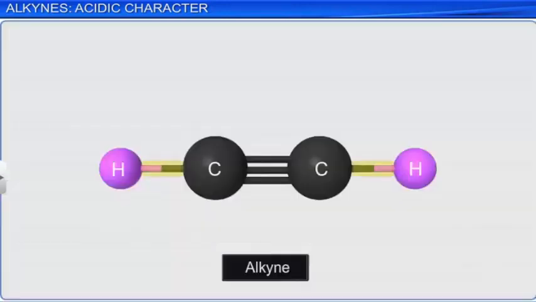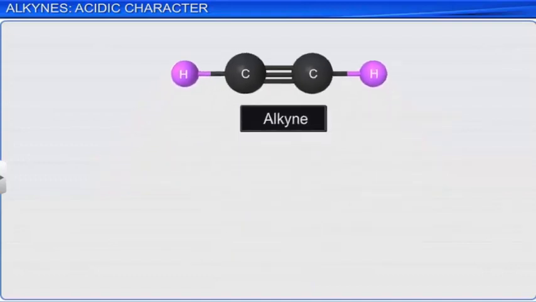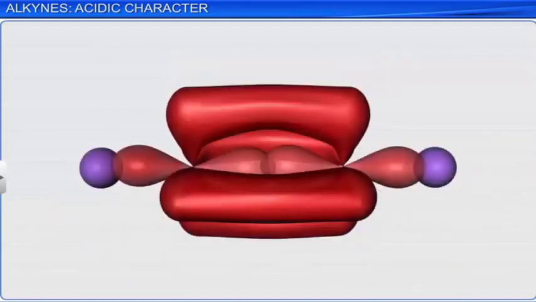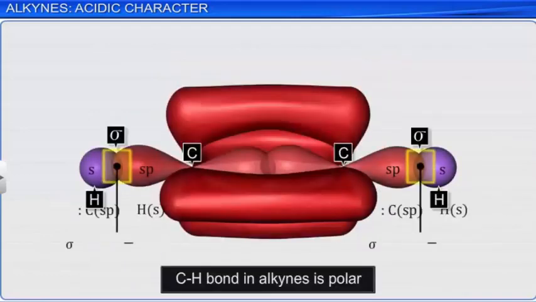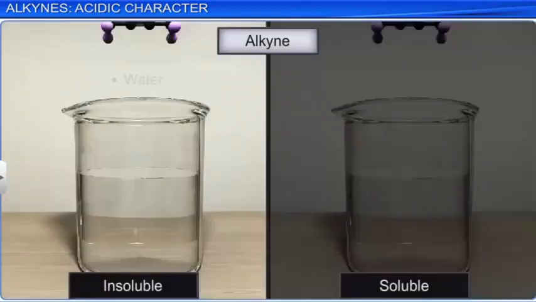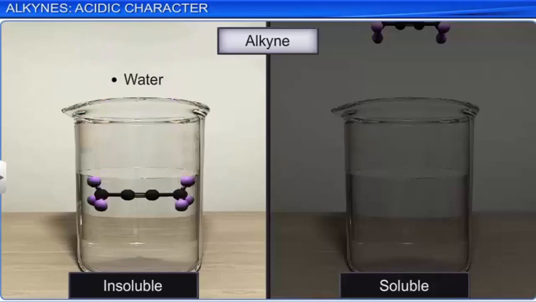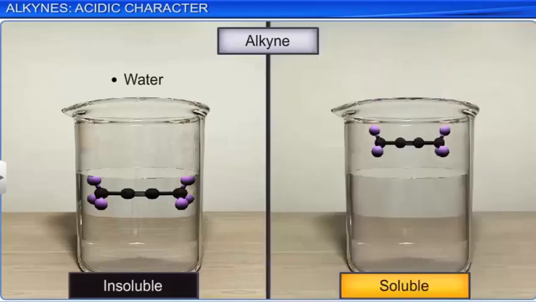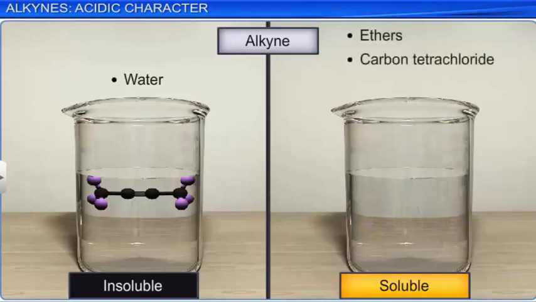The C-H bond attached to the carbon atom with the triple bond in alkynes exhibits some polarity, unlike alkanes and alkenes, which are non-polar. This is because the C-H bond in alkynes is slightly polar due to the sp hybridization of carbon. As alkynes are non-polar and water is polar, alkynes are water insoluble. However, they dissolve in non-polar organic solvents like ethers, carbon tetrachloride, and benzene.